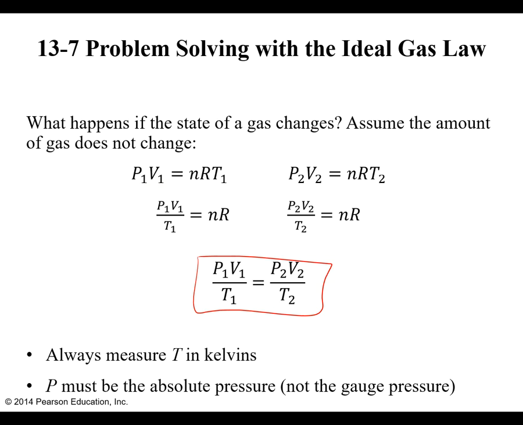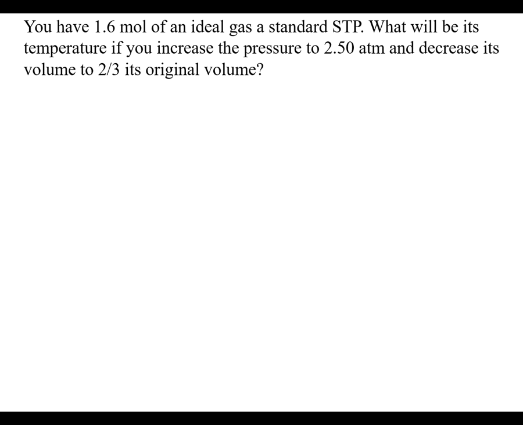Okay, let's use this relationship of PV over T. Let's say that you have 1.6 moles of an ideal gas at standard temperature and pressure. What will be its temperature if you increase the gas to 2.5 atmospheres and decrease its volume to 2/3 its original volume?